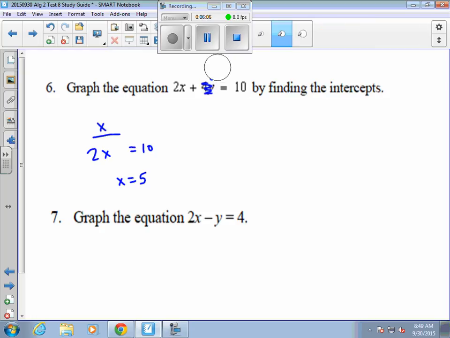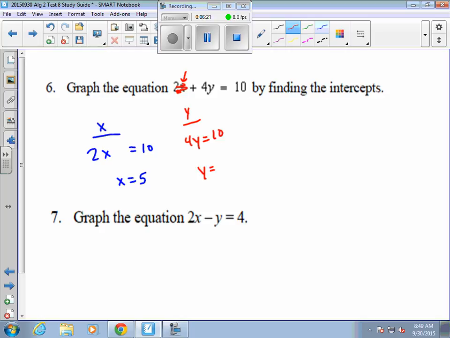You could do the same thing to find the y-intercept, except this time you're going to plug in 0 there. 2 times 0 is 0, so that eliminates that part. And it leaves you with 4y equals 10. When you divide by 4, y is going to equal 10 over 4. The number 2 goes into both of them, so y is equal to 5 over 2. So those are your x and y intercepts.